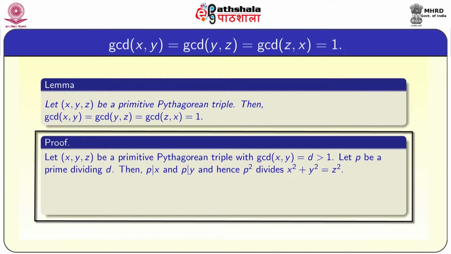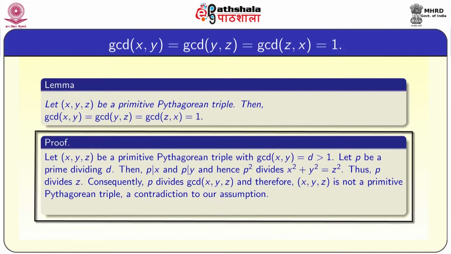The proof is easy. Let x, y, z be a primitive Pythagorean triple with GCD of x, y equal to d greater than 1. Since every number greater than 1 has a prime factor, let p be any prime dividing d. Then p divides x and p divides y. Then it is easy to see that p squared divides x squared plus y squared, or p squared divides z squared. That means that p divides z. That means the GCD of x, y, z is not 1. So this is a contradiction for x, y, z being a primitive Pythagorean triple. So that is why the GCD of x, y has to be 1. Similarly, one can show that GCD of y, z or GCD of z, x is also equal to 1.